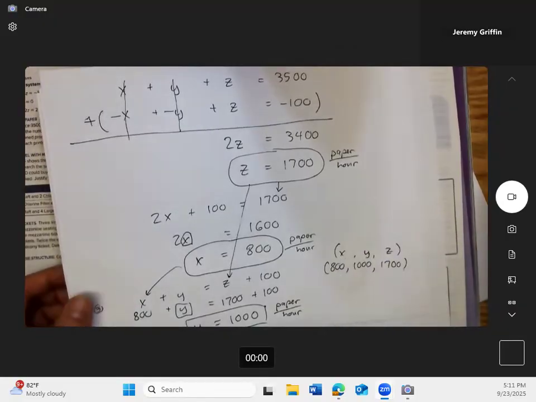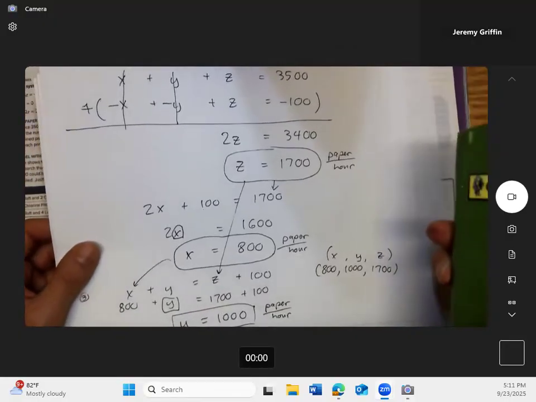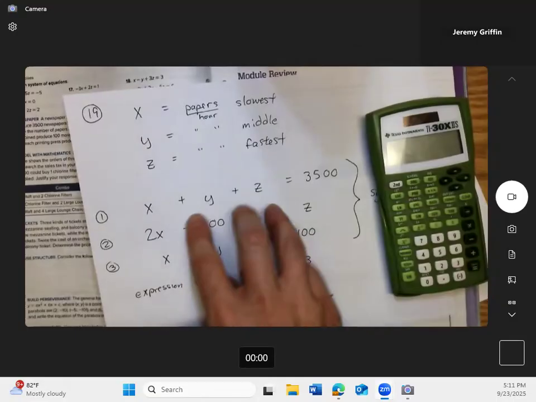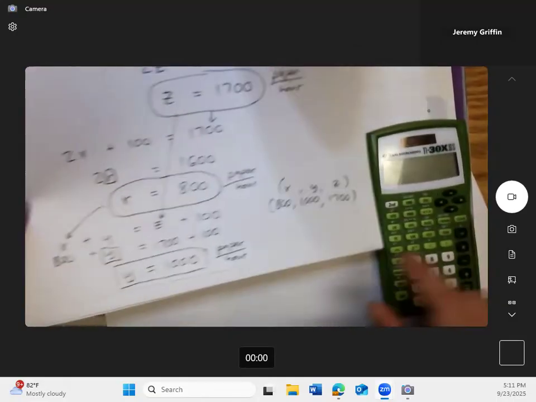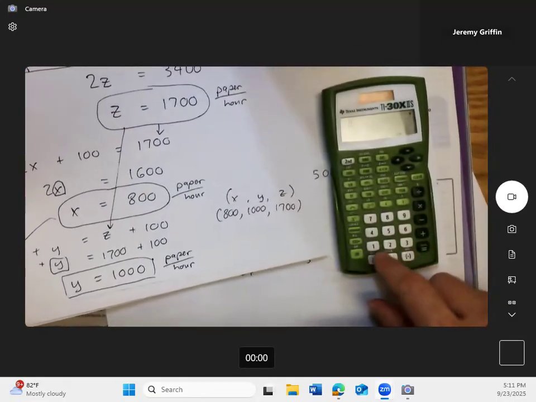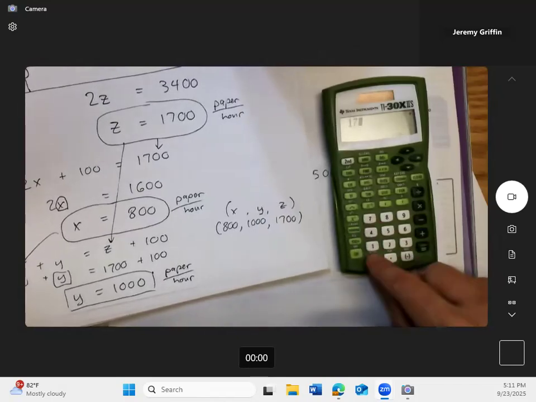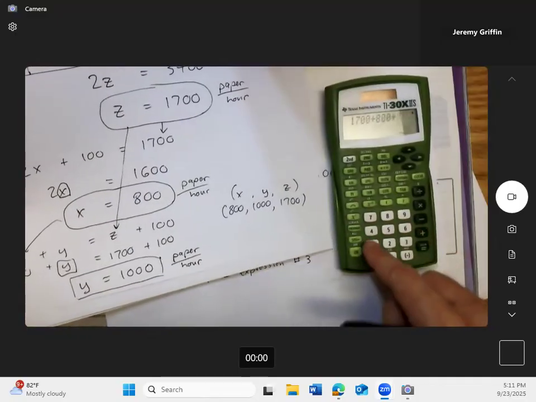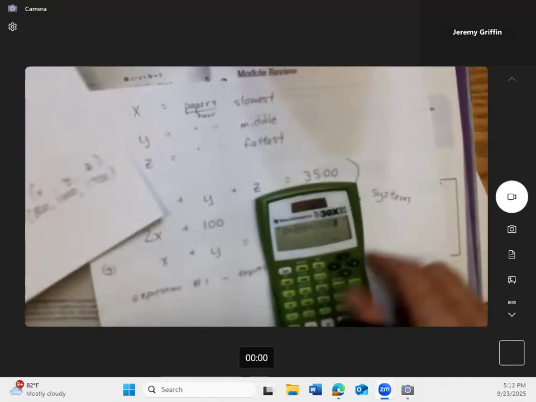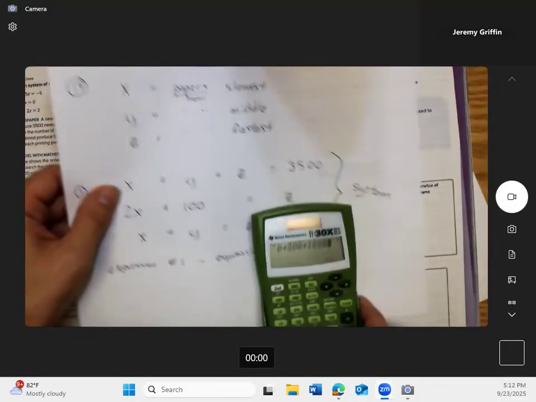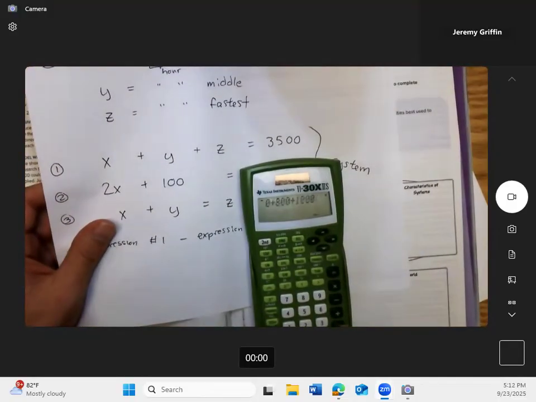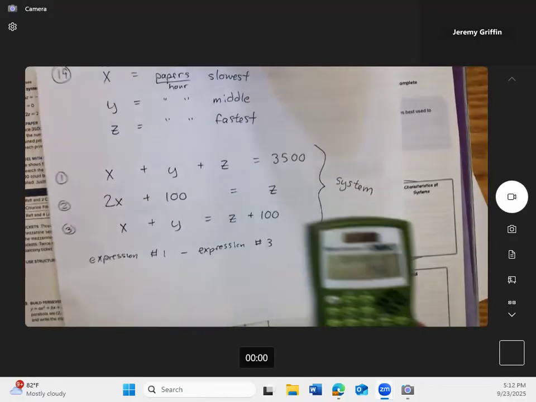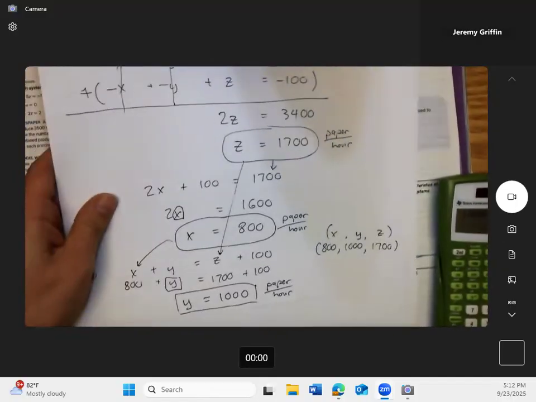Last thing I'll do with this one is check my answer. Those are nice looking numbers, so that's almost certainly the answer. I'll check it with the first expression. It should add up to 3,500 papers an hour. I have not checked that in a while, so let's see. What is 1,700 here, plus 800 here, plus 1,000 here? This should add up to 3,500. If it does, then we can call this lesson a wrap. Oh yeah, look at that, 3,500. So we are good. Oh yeah.